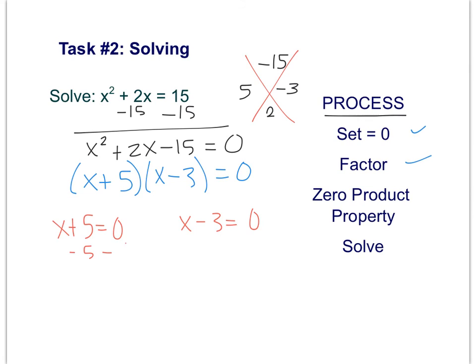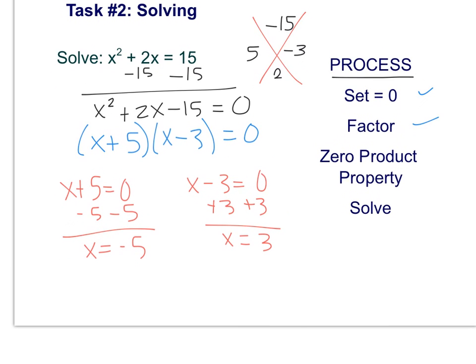And then my first solution I get is negative 5, and my second solution I get is 3. And so by using the zero product property, now I've just solved this equation and I have both of my answers. So my solutions here are negative 5 and positive 3.